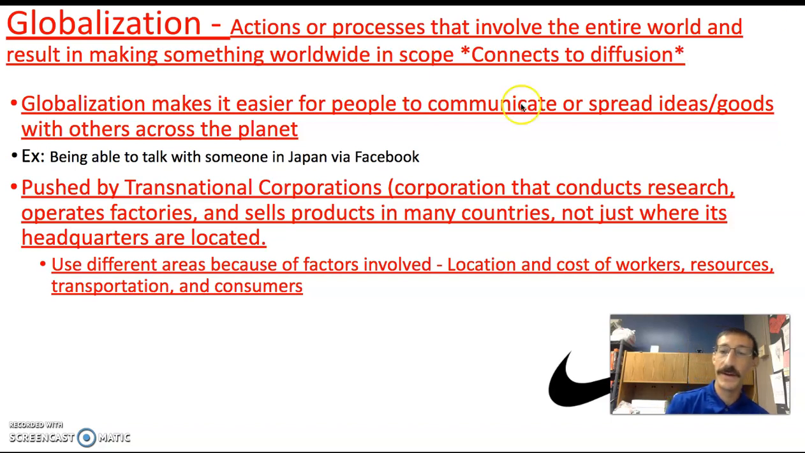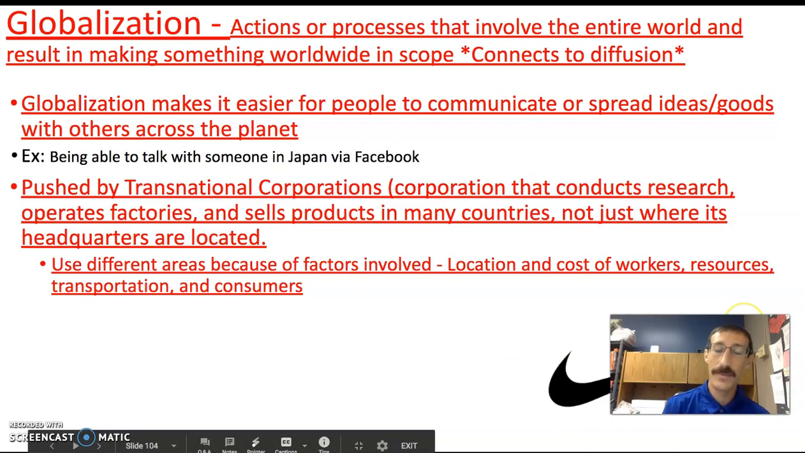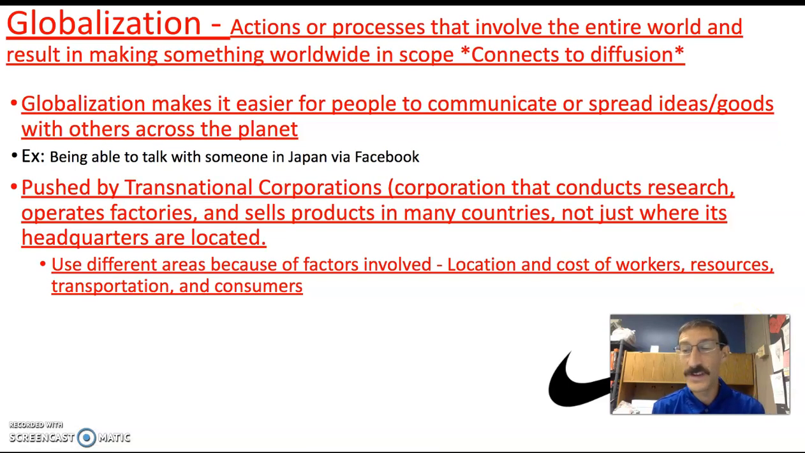I have the Nike symbol down here as an example, where we talk about where Nike factories are located, but also where they sell, where their headquarters are, and where their research and development departments are. All those happen in different parts of the world because it's a global company. It has global ambitions and global appeal.